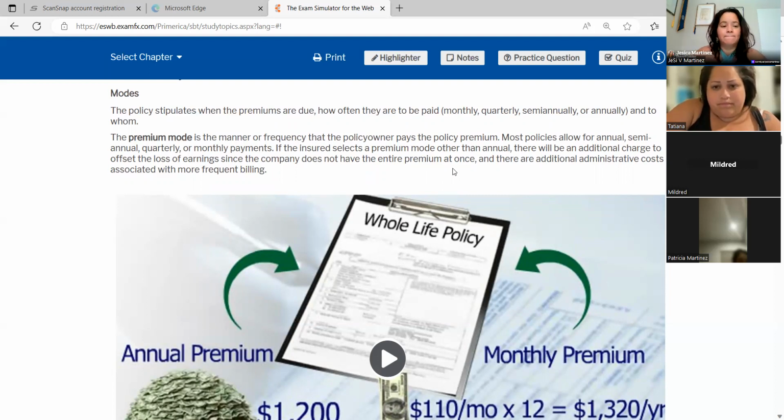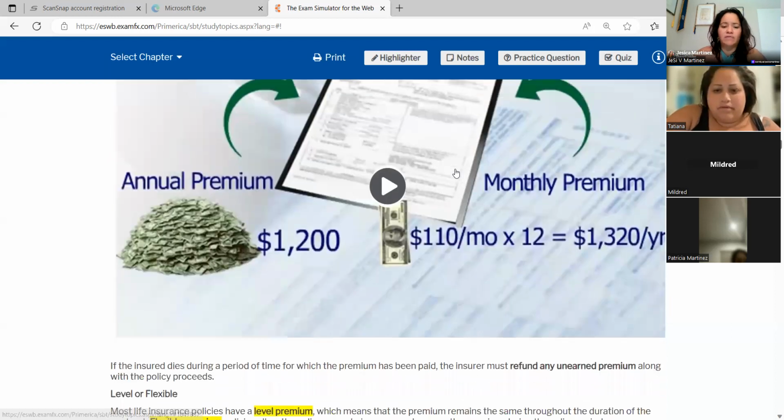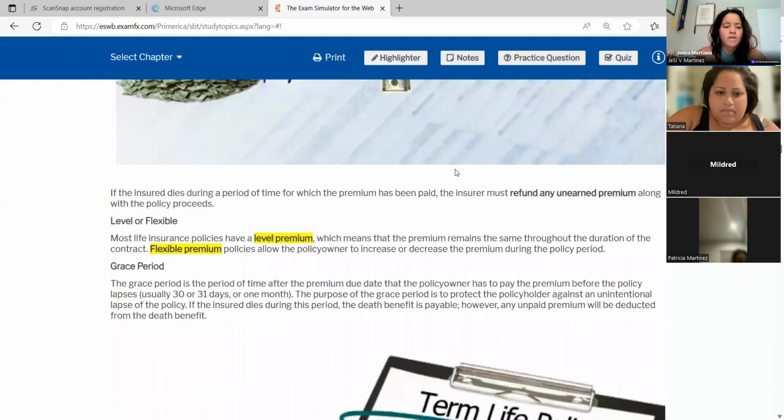So is that understood? It's basically how often you want to pay your policy. Now we have level or flexible. Most life insurance policies have a level premium. We saw that the other day, which means that the premium remains the same throughout the duration of the contract. Flexible premium policies, however, allow the policy owner to increase or decrease the premium during the policy period.